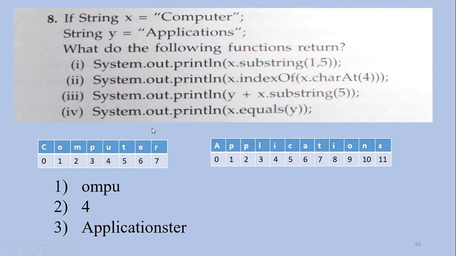Clear? The last one, system.out.println x.equals(y). Is x and y the same? No. So what will it return? It will return false. Clear? So this is your 8th question. Now we are going into the 9th question.